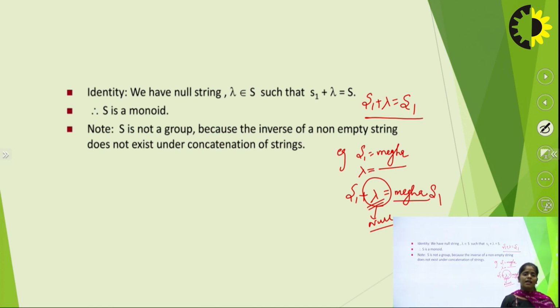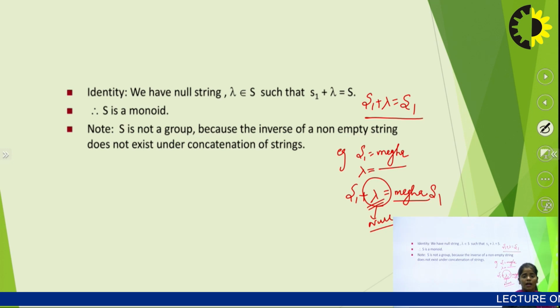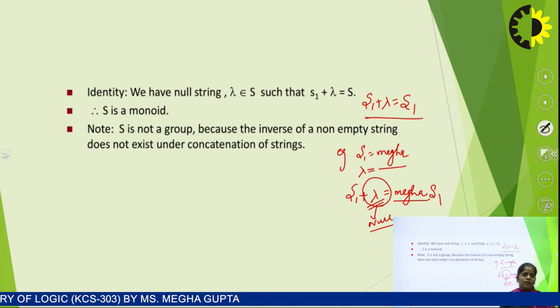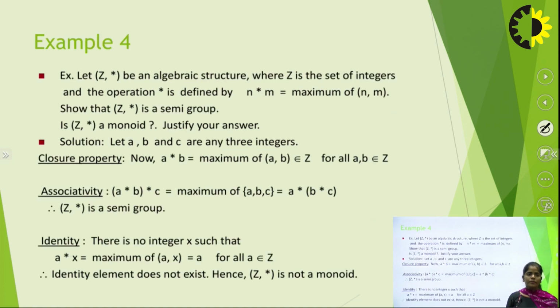Because the null set is always a subset of every set. So in this case identity is present, and we can say that S is a monoid, but S is not a group because the inverse of any non-empty string doesn't exist, right?